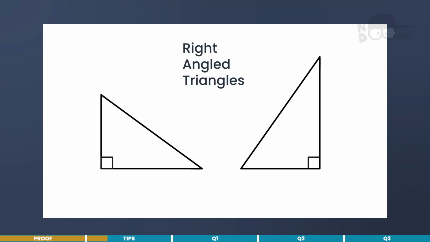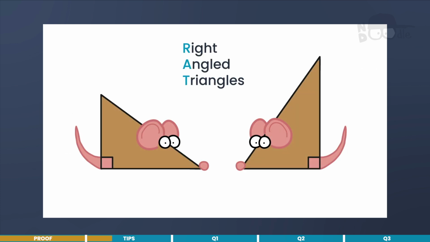So, now you know the background to the formula and why it works, let's try it with some questions. It's important to remember that Pythagoras' theorem only works with right-angled triangles, or rats as I call them.